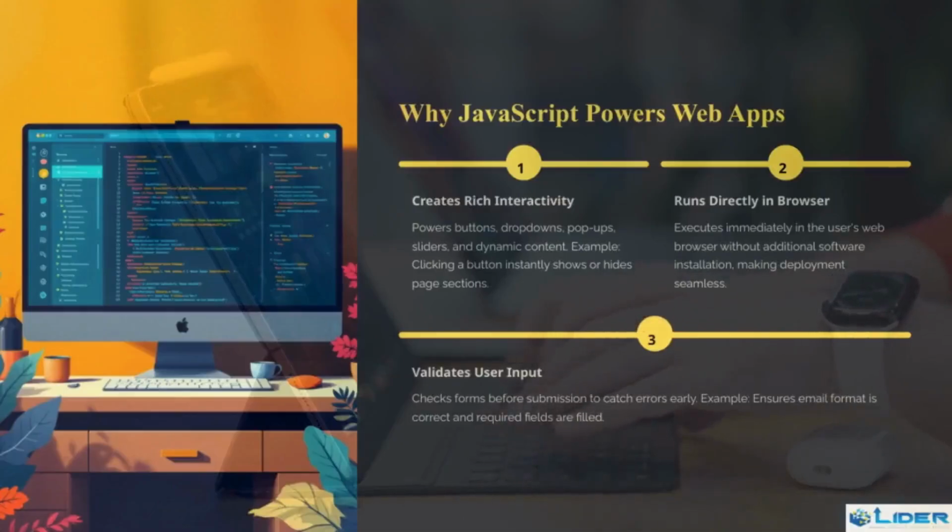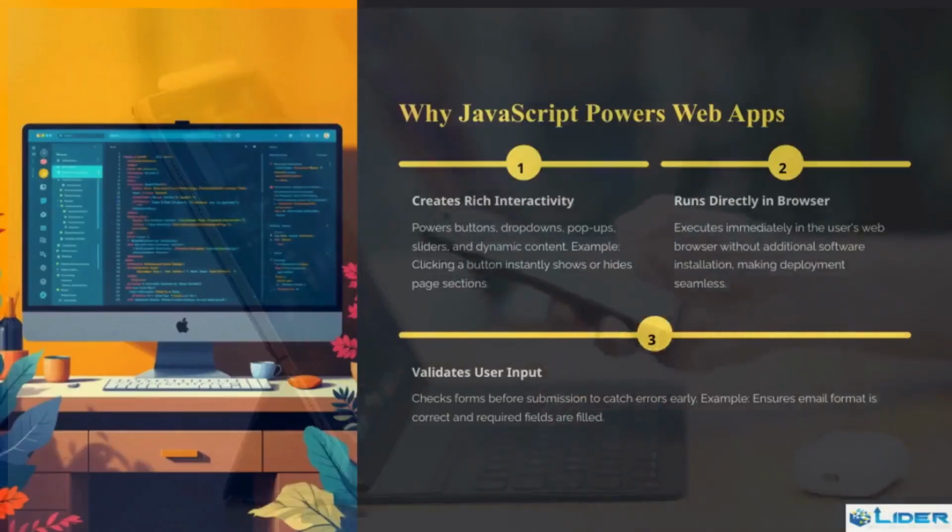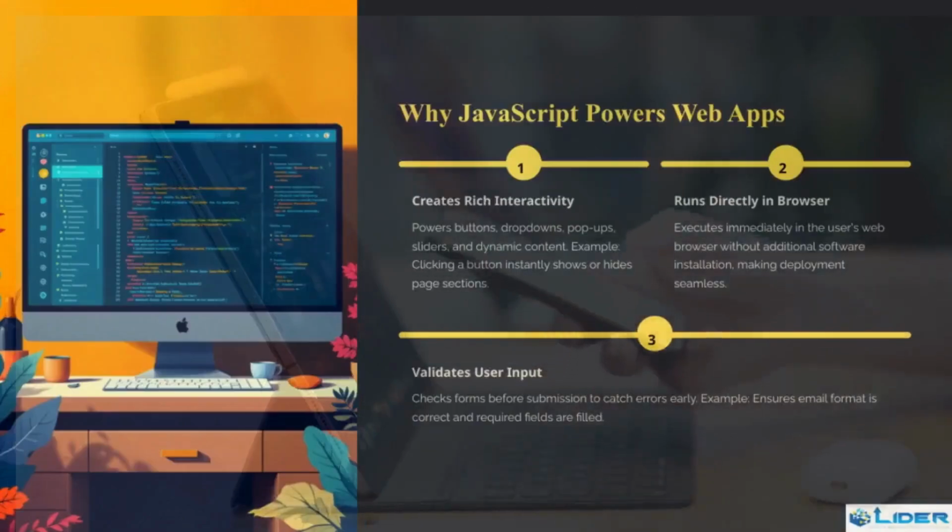Finally, JavaScript powers all sorts of interactive elements on the page. Think about buttons, drop-down menus, pop-ups, sliders, and other dynamic content. When you click a button and something instantly appears or disappears, that's JavaScript in action. It creates a richer, more engaging experience for users. All of these points highlight why JavaScript is such a key technology. It enables us to build web apps that are faster, more interactive, and more responsive to user needs.